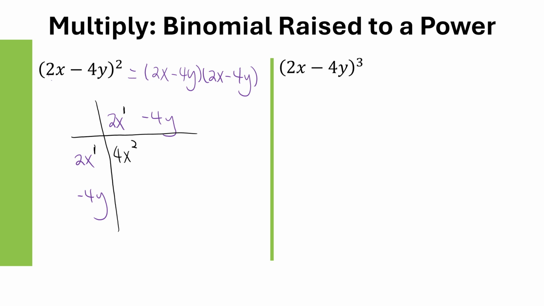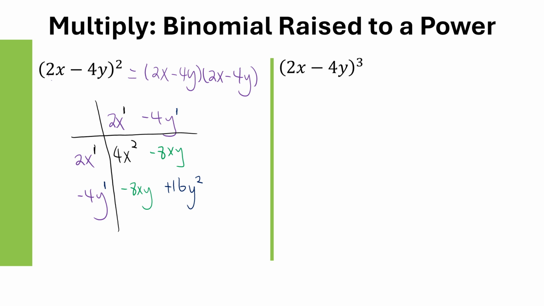And then 2x times negative 4y will give me negative 8xy. Negative 4y times 2x is also negative 8xy. And then negative 4y times negative 4y will give me positive 16, and then y raised to the second power, because 1 plus 1 is 2.